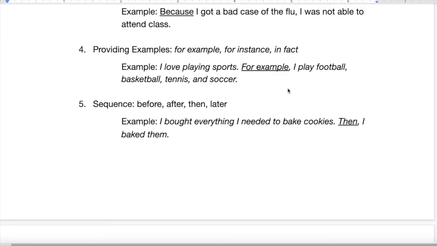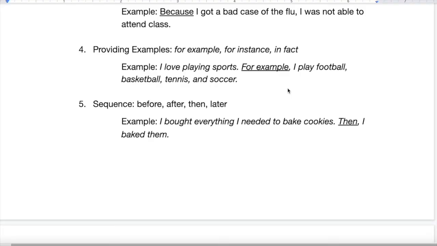Do you see the first idea? I love playing sports. That's a general category or a general idea. And then the second idea, second sentence is examples of that general category. Sports I love to play. Any of those others you could plug in.